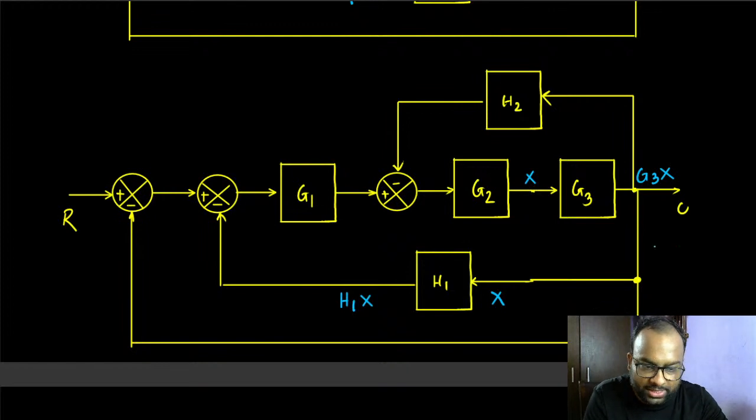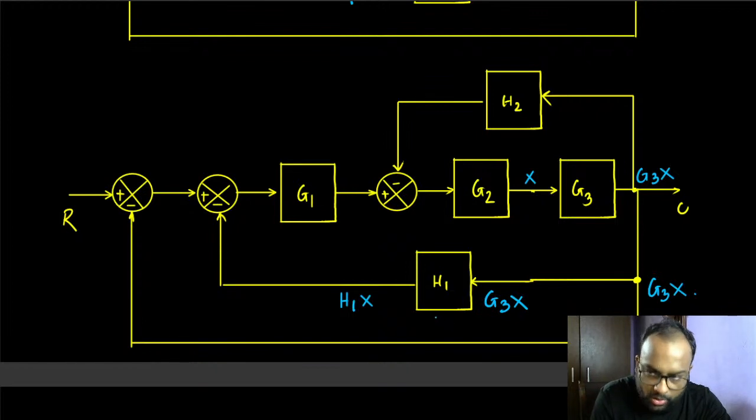Okay, now what is the problem? The problem is that the input to this block is no longer X. Whenever I was drawing this signal from here, it was X, but now this is G3X. So G3X is going into this, but I want its behavior to be identical. I have moved the branch point, so I have changed what input it is having.